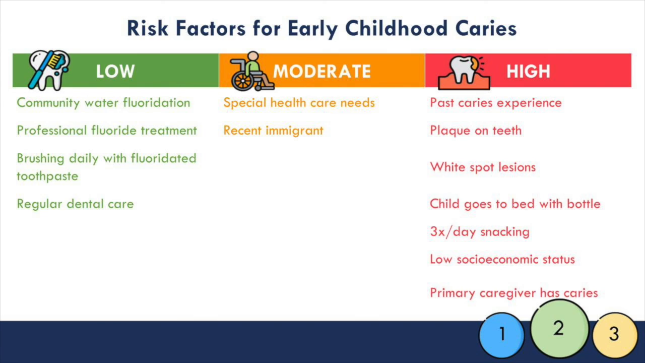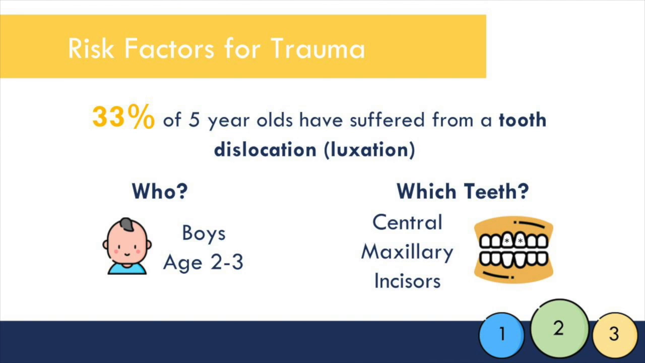Upon examination of the teeth, high risk factors would be if the child already has a caries, has plaque or white incipient lesions on their teeth, and other factors include if the child goes to bed with a bottle, which isn't water, they snack more than 3 times a day, have low socioeconomic status, or even if the caregiver has caries.